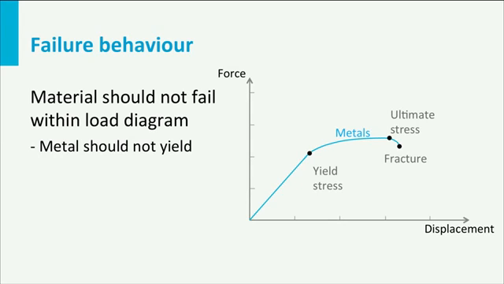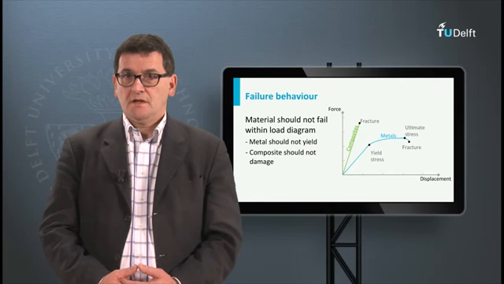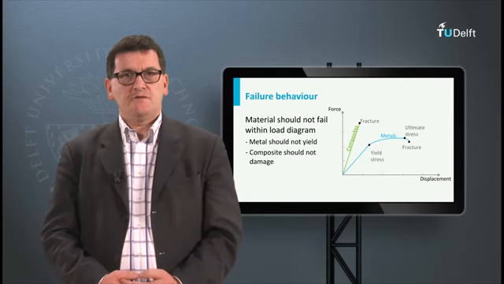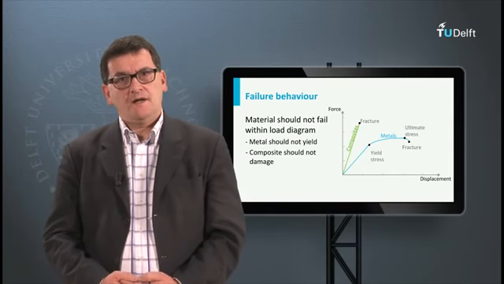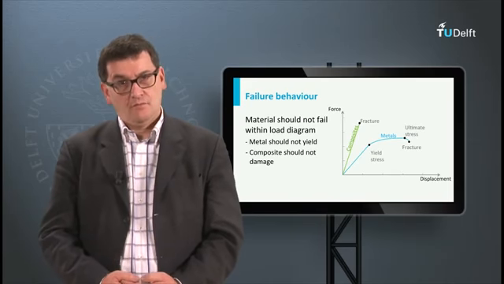If you compare the definitions of limit and ultimate load with the metal behavior, then we can state that the limit load should be below the yield point and that the ultimate load should be below the maximum load. For composites, which are elastic until failure, we can state that the ultimate load should be below the failure load. Currently, the safety factors used for composites are higher than for metal alloys, since the fracture loads of composites show more scatter.